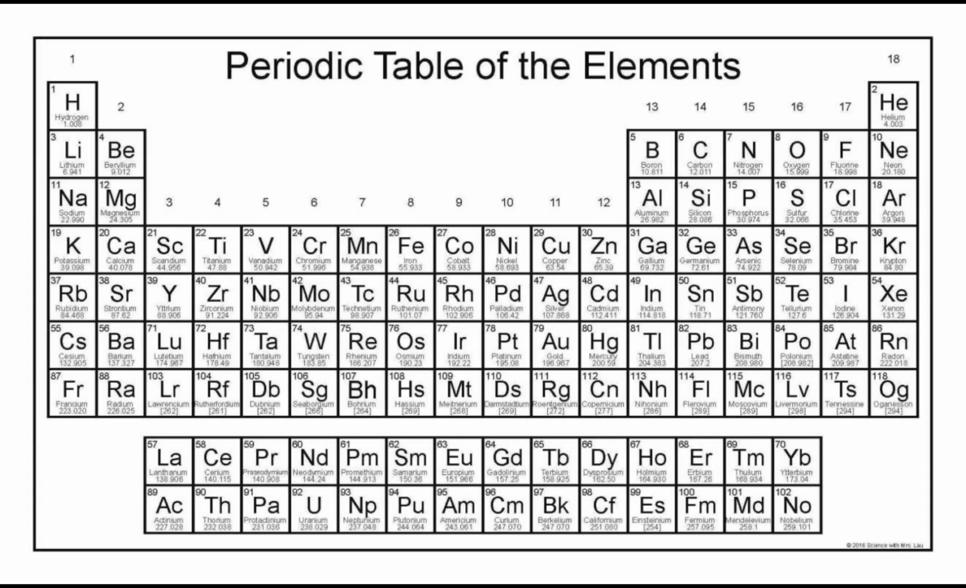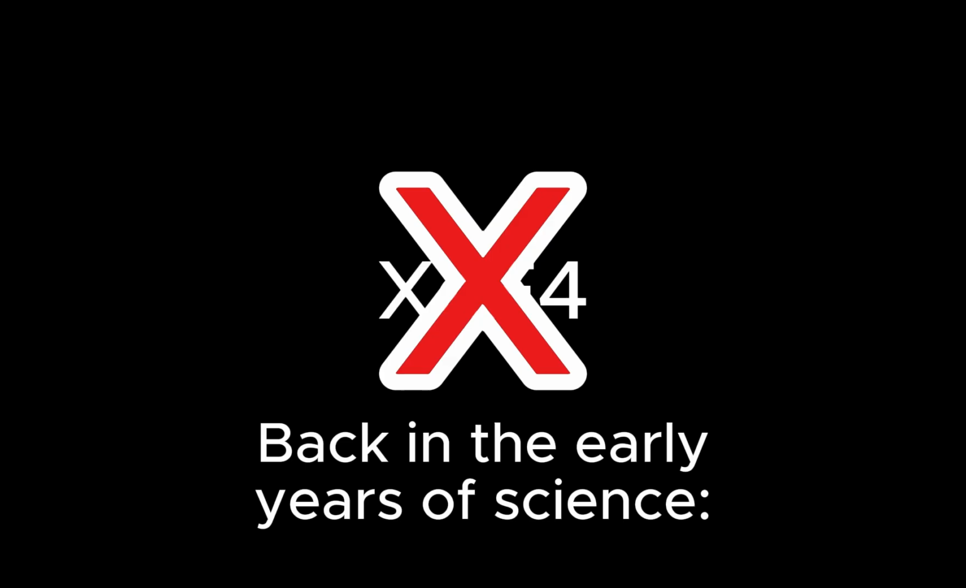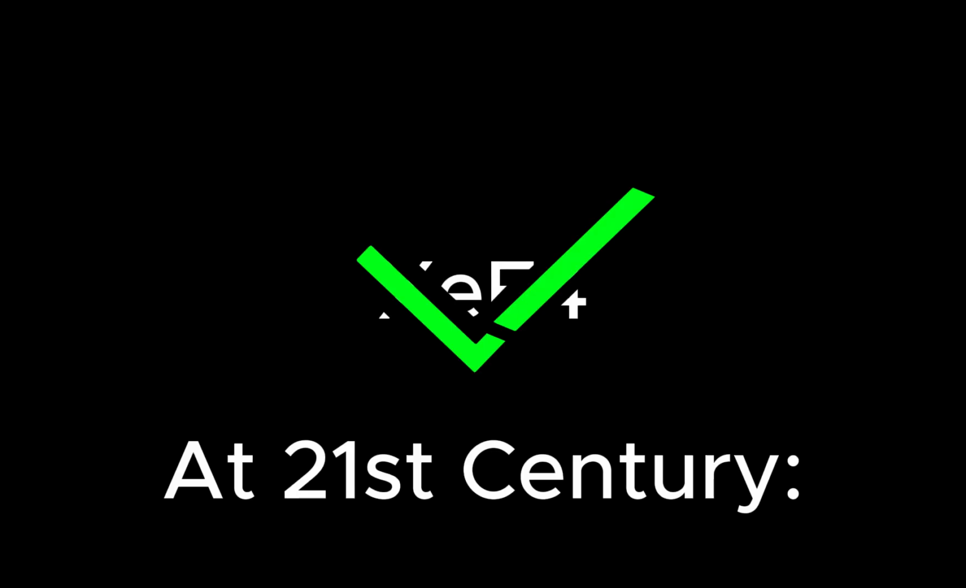The noble elements, or gases, are a group of 8 exceptionally inactive elements. And back then, in the early days of modern science, scientists believed they were incapable of forming a compound until some compounds of xenon and fluorine were made.